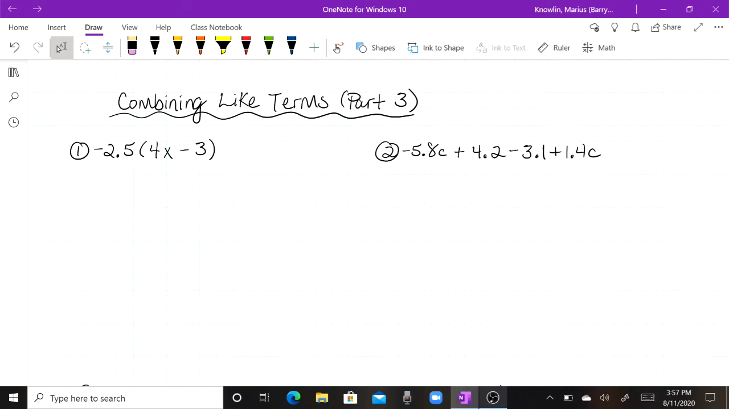We're going to take a look at this last part of combining like terms. And all of these examples are going to involve decimals and fractions. All right. So let's take a look at number one. Number one, we have negative 2.5 or negative 2 5/10 times the group of 4x minus 3. Well, we already know we need to distribute. So that's going to be negative 2 5/10 times 4x and negative 2 5/10 times negative 3.